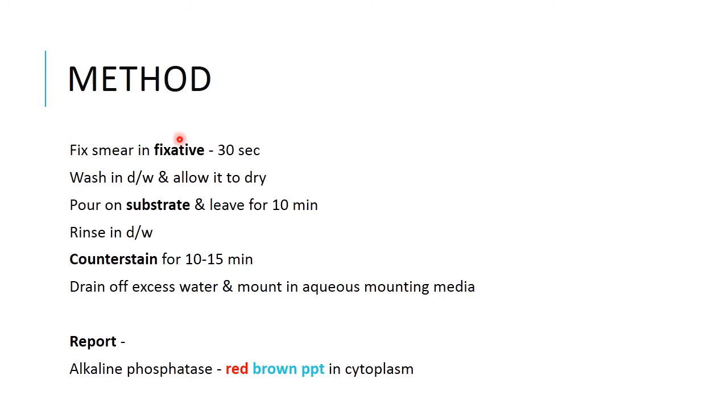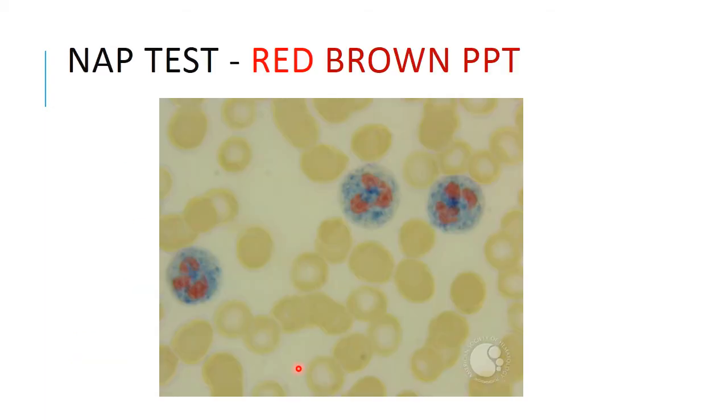Method: fix the smear in fixative, wash in distilled water, allow it to dry, pour on the substrate, that is alpha naphthyl substrate, rinse in distilled water. Counter stain, drain off excess water, mount in aqueous mounting medium. Report: if alkaline phosphatase is present, the red brown precipitate can be seen in the cytoplasm. You can make out red brown contents in the cytoplasm of the WBCs.